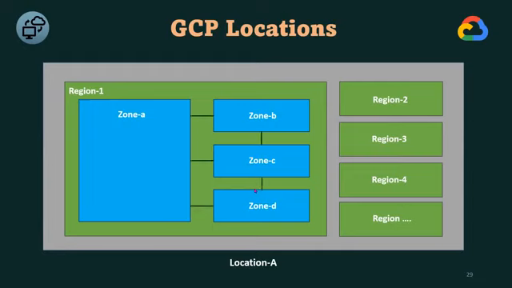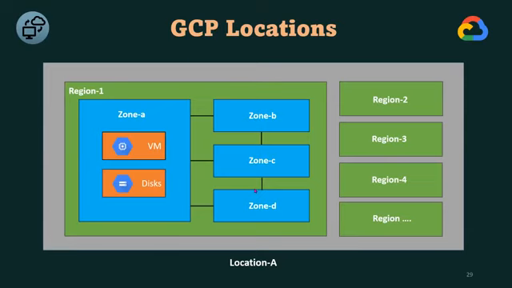Each zone is connected to the others via a high bandwidth network. And each zone is an availability zone because each zone will have its own resources. Physical resources it will have, virtual resources it will have. Resources are nothing but infrastructure, which you can think of as storage, networking, and all of those things. So that is the concept of GCP locations.